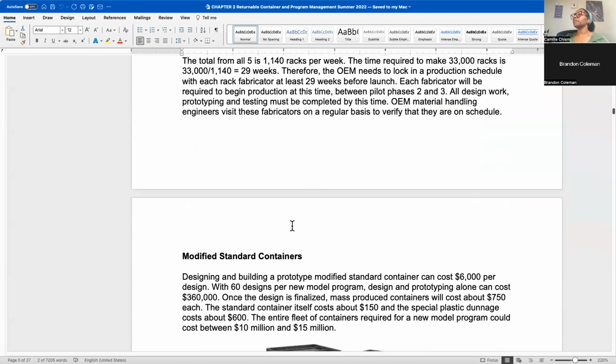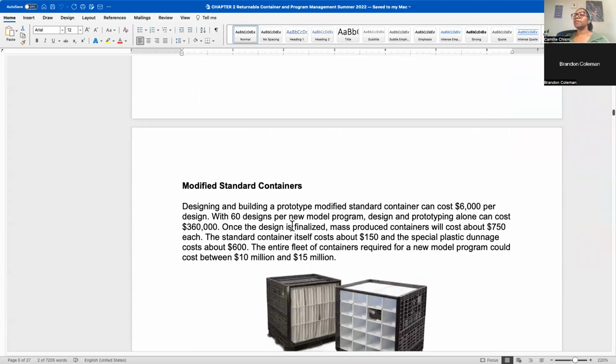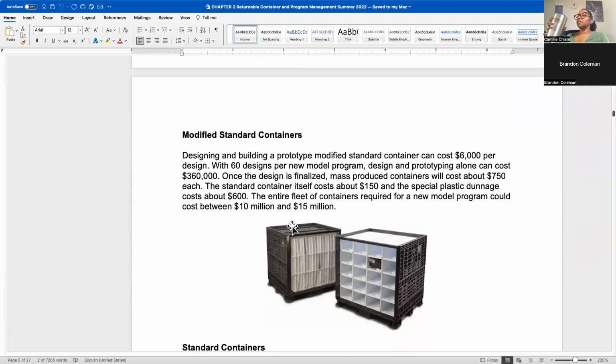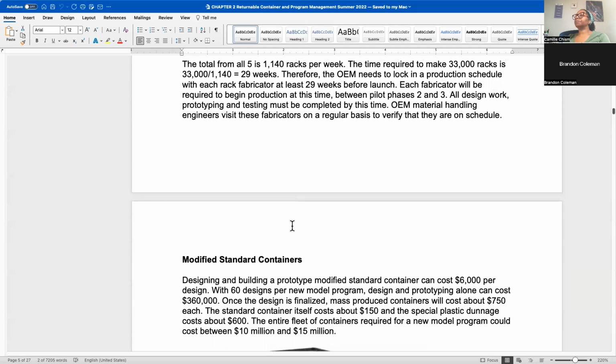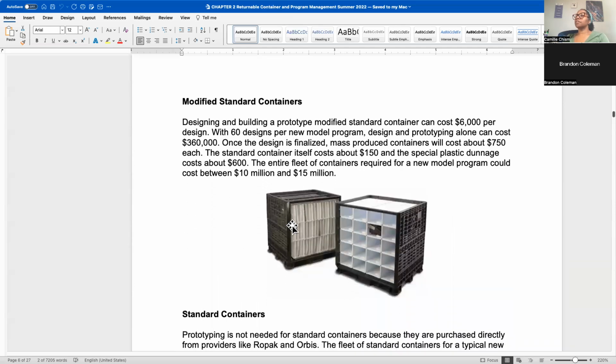Okay, so here we go. Standard containers. We started talking about this last week. We talked about the standard containers, but we didn't talk about what it would take to make modifications. A standard container that's modified would be something like a bulk bin that maybe gets cut open on one side, as you see the fork entry, and has some cells put in it so that parts can be transported and protected.